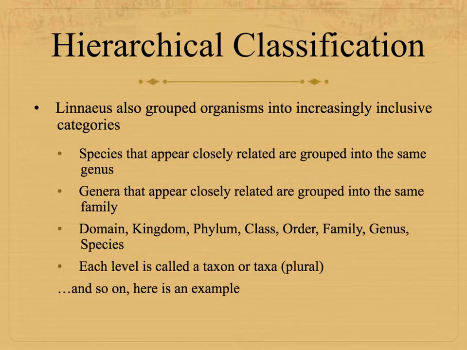Okay, so we're going to review a little bit here that hierarchical classification. In the first chapter, we talked about atoms to molecules. Molecules make up organelles, which make up cells, which make up tissues, etc. Now we're talking about organization on a different sort of level. We're putting organisms together based on similarities that they may share.